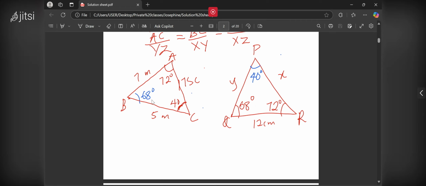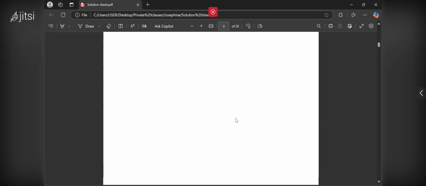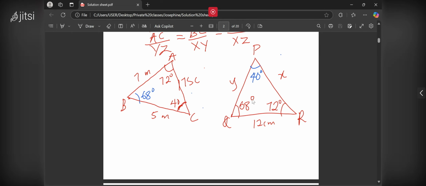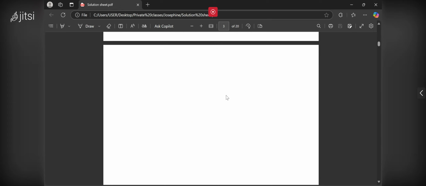When you are given this type of question, the first thing you need to do is complete the angles. As you know, the sum of angles in a triangle is 180, and once you identify that, you'll be able to see clearly the angles that are equal. You can see angle C and angle P are the same, angle A and angle R are the same, and B and Q are also the same. From there we can get the ratio of corresponding sides. We did this one and found the value of X and the value of Y.